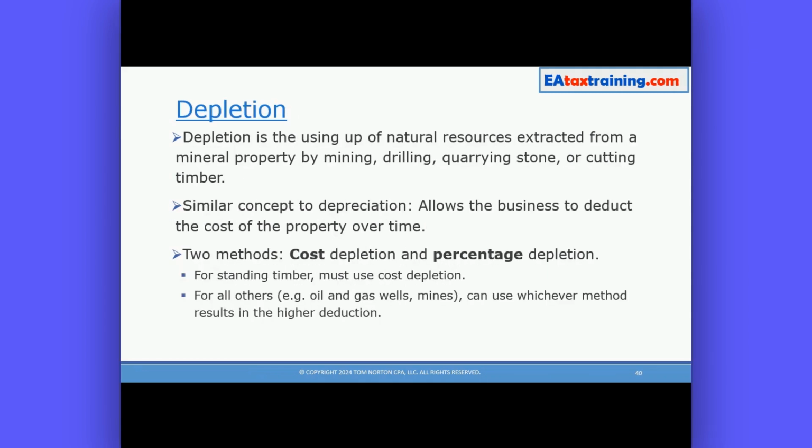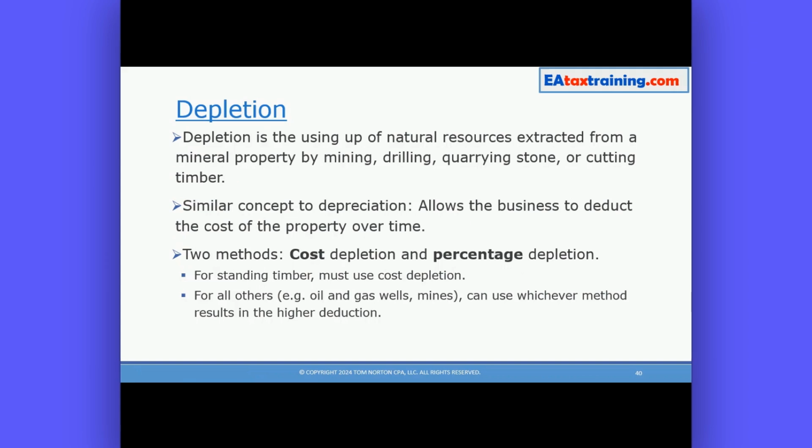Next is depletion. Depletion is the using up of natural resources extracted from a mineral property by mining, drilling, quarrying stone, getting stone out of the ground, or cutting timber. That's what depletion is. It is a similar concept to depreciation. It allows the business to deduct the cost of the property over time.